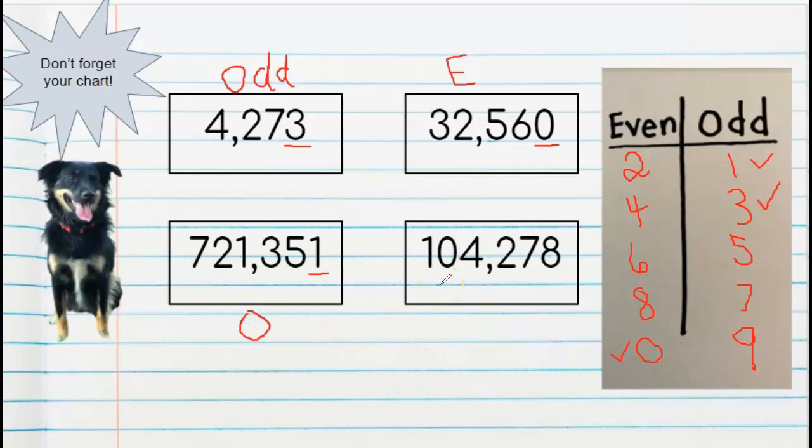And last, I have the number 104,278, but again, I'm only looking in the ones place, and I know 8 is in the even section, which means that this number is even. Okay? So, remember, doesn't matter how big the number is, look in the ones spot only, and always make your even and odd chart.